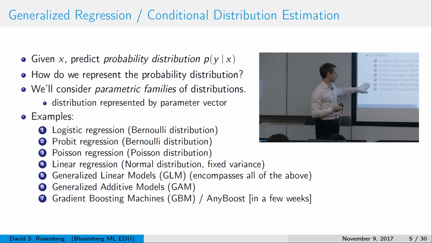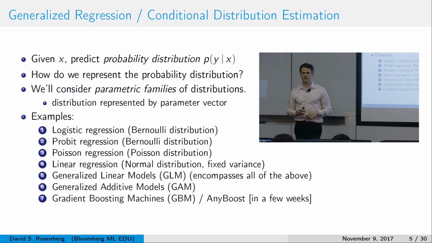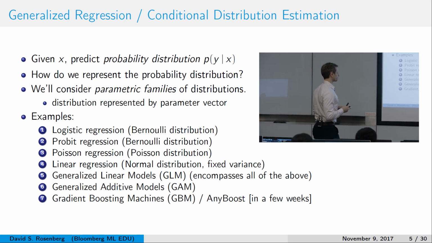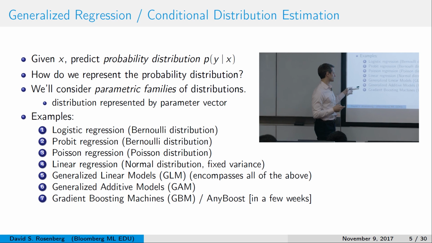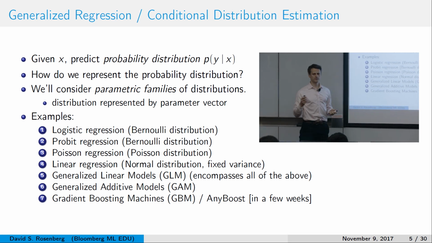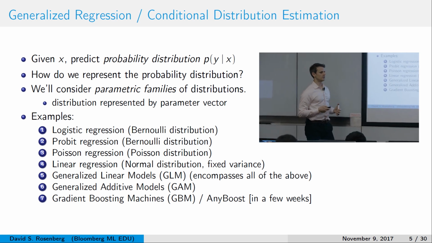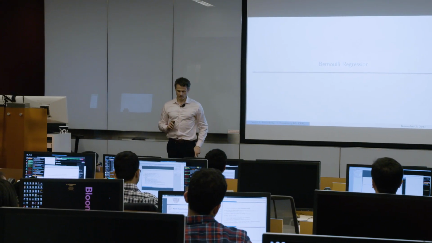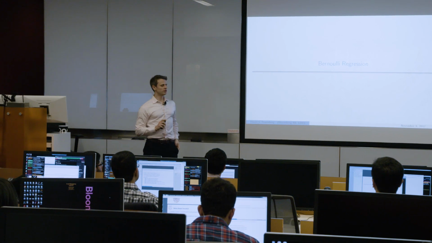We may or may not cover that, but gradient boosting machines. I didn't even put down here because I don't think it has a name, but neural networks when you're producing a probability distribution from a parametric class. So all these are instances of conditional distribution estimation. So let's start with the simplest, Bernoulli regression.